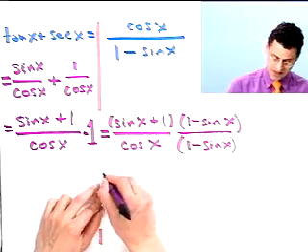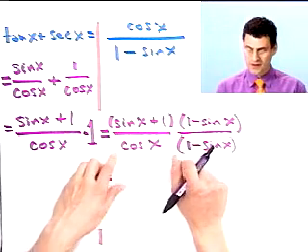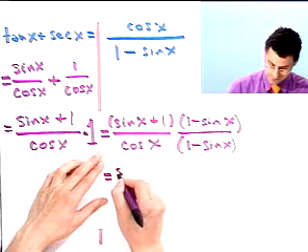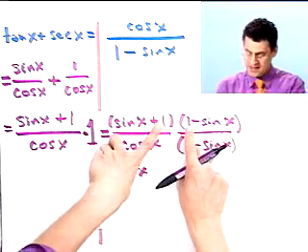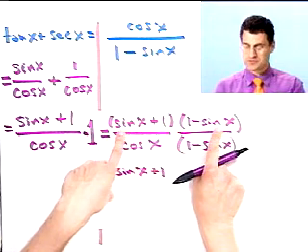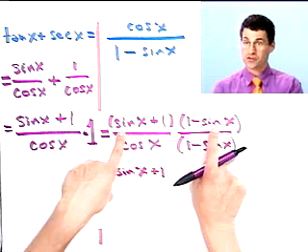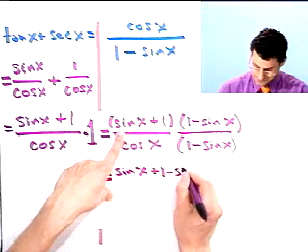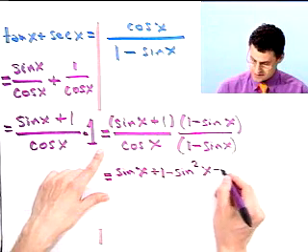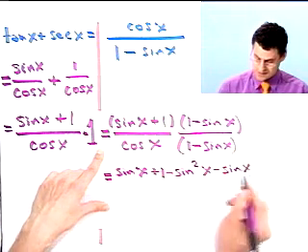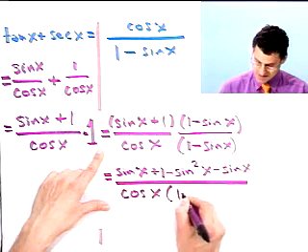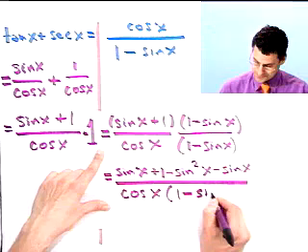Now on the top, I've got to be careful, and I've got to FOIL that out. When I FOIL that out, what do I see? I see sine x as the first term. Then my inside term gives me a plus 1. My outside term gives me a minus sine squared x. And the last term gives me a minus sine x. Now on the bottom, remember in bottoms we hate to multiply things out, so I'm going to keep everything just as is. I'm not going to distribute or anything.